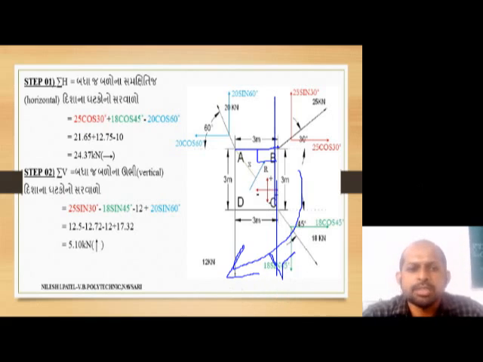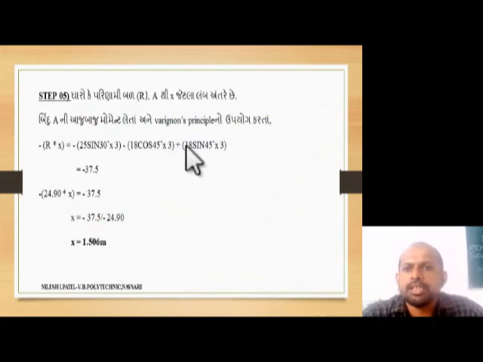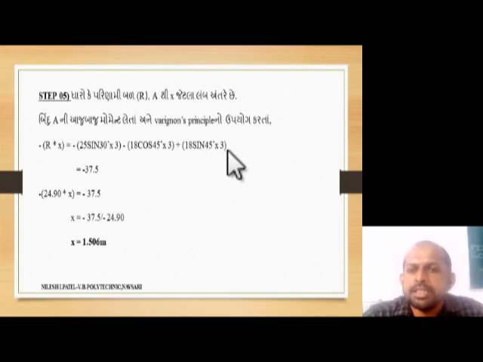So it is positive: 18 sin 45 degree multiplied with 3.